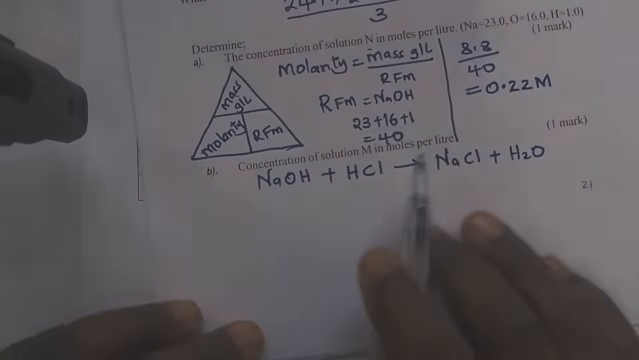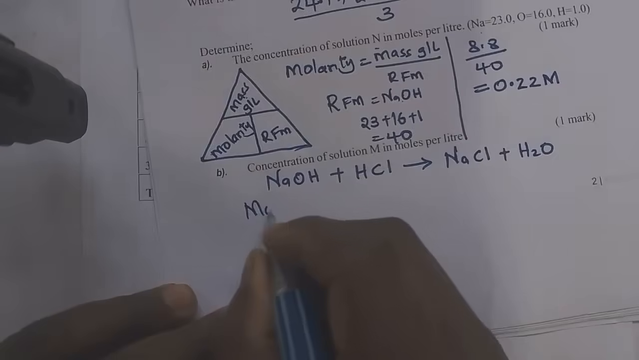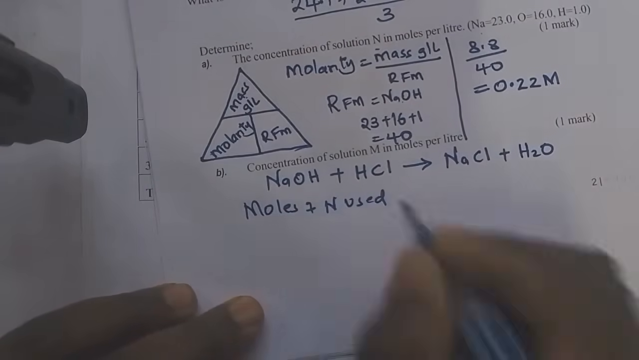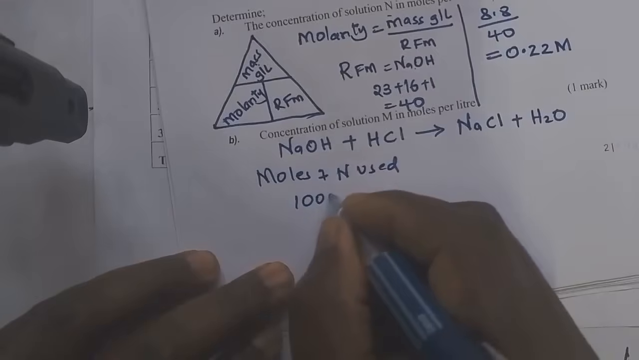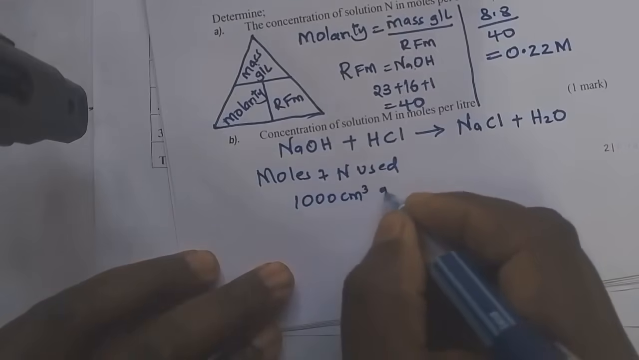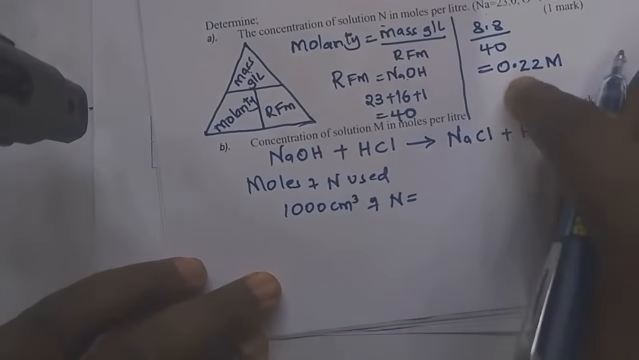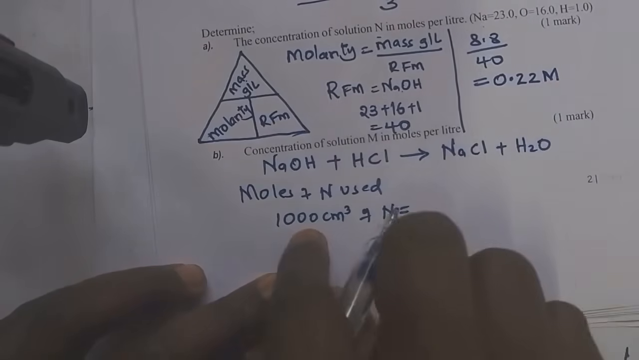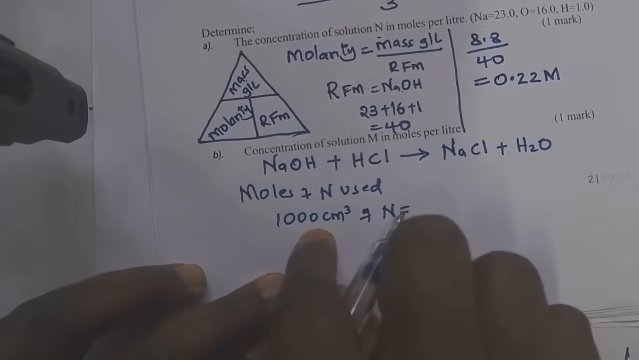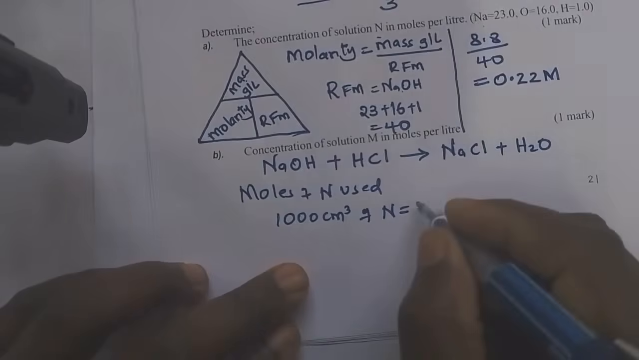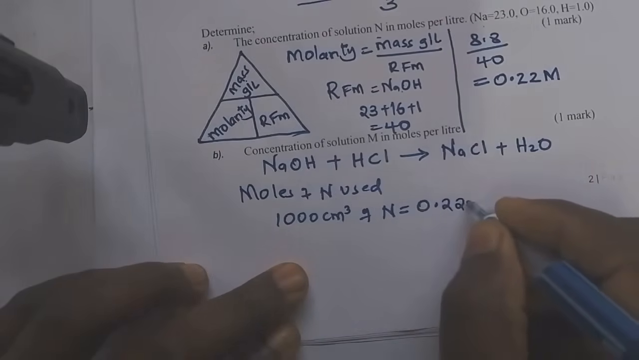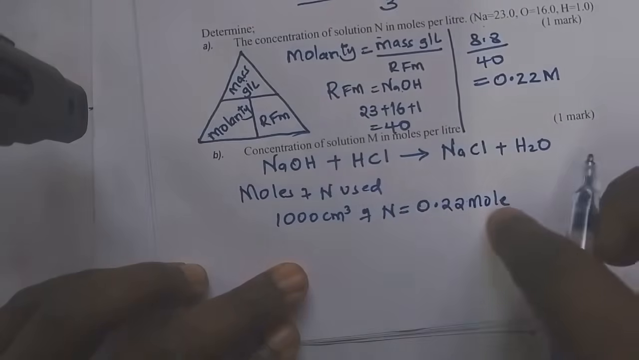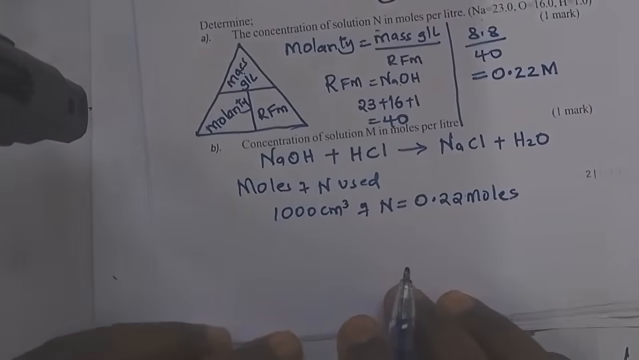So moles of N used. 1,000 centimeters cube of solution N is equal to this, because this is molarity. Molarity is the number of moles in 1,000. M stands for number of moles in a liter. A liter is equal to 1,000 centimeters cube. So this one contains 0.22 moles. Now once you write it this way, this one becomes moles and not M.